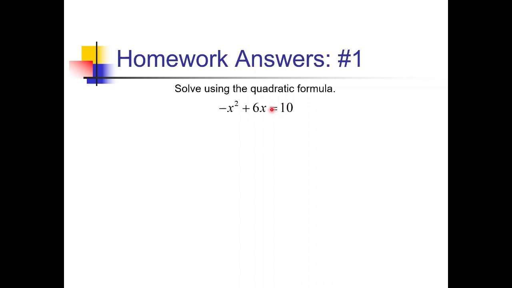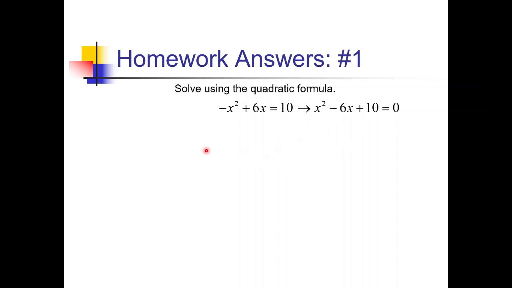That unfortunately leaves us with a negative x squared, which is kind of annoying to deal with in the formula. Not insurmountable, but I prefer a positive square term. So what I'm going to do is add x squared over to the right side and subtract 6x over there. That gives me x squared minus 6x plus 10 equals 0. Not the only way to do it, but I like how this works out in the long run.